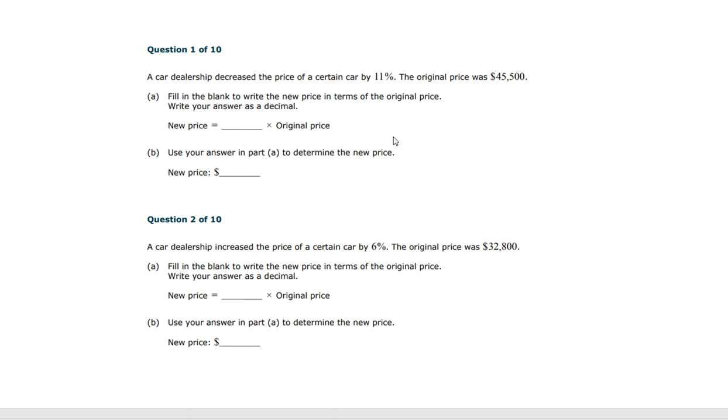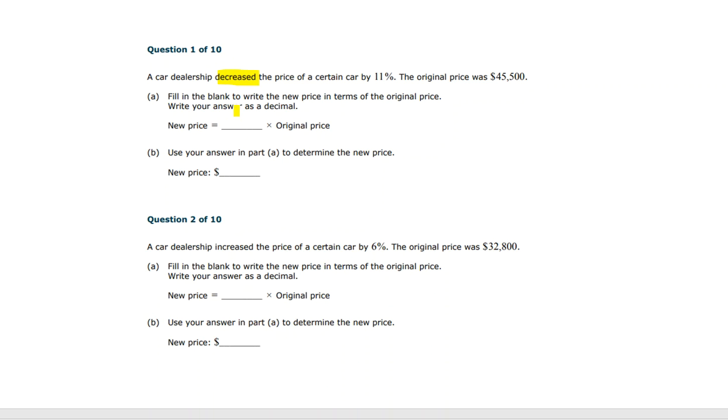This lesson is to help you with the Aleks assignment that is called percent expressions. So let's go ahead and go through a few examples, and then I think you'll be able to complete your assignment. A car dealership decreased the price of a certain car by 11%. The original price was $45,500.